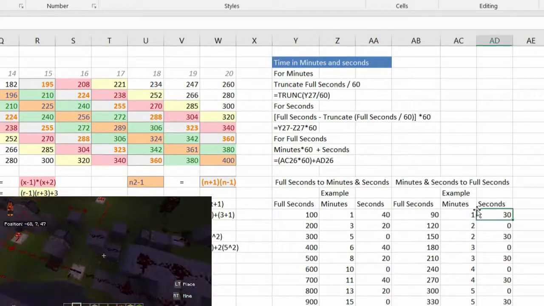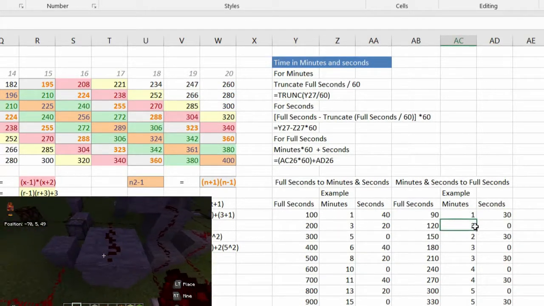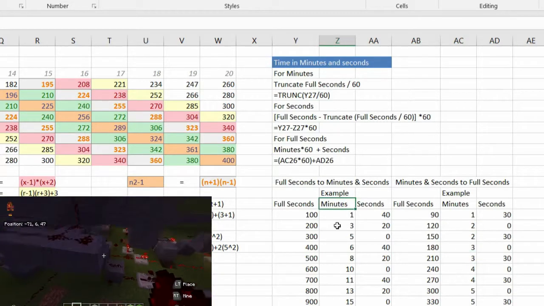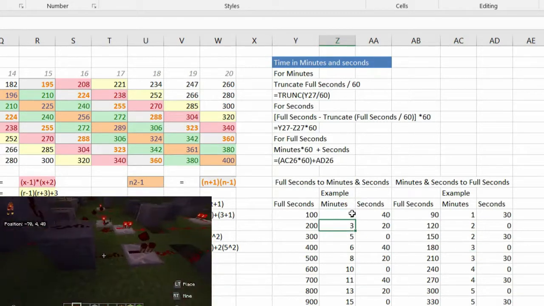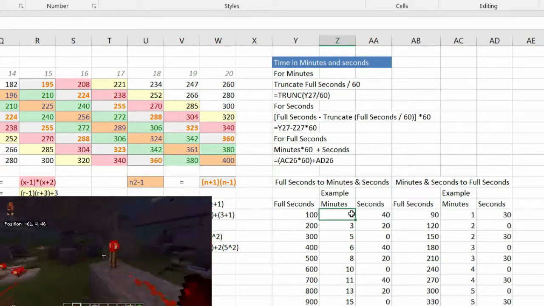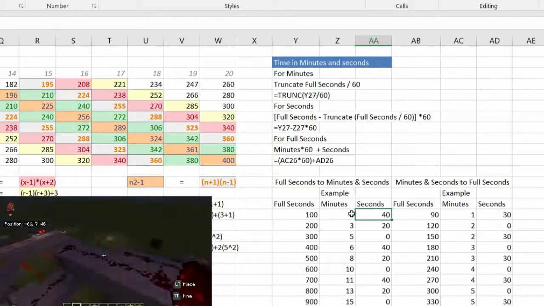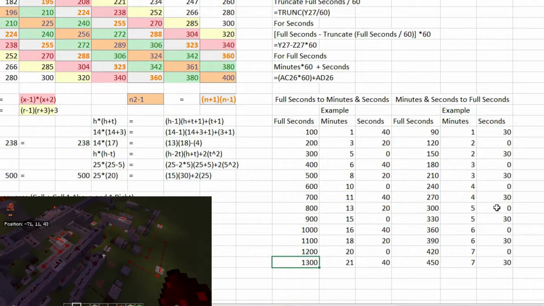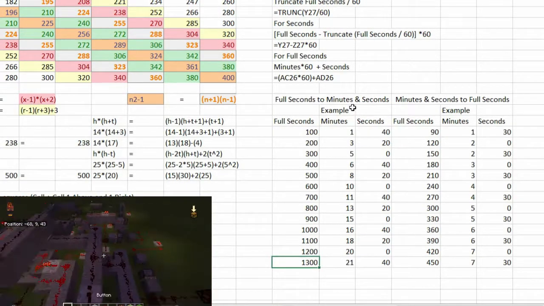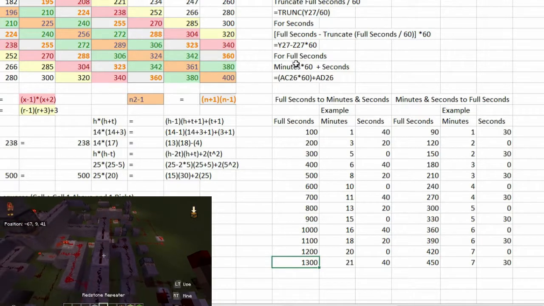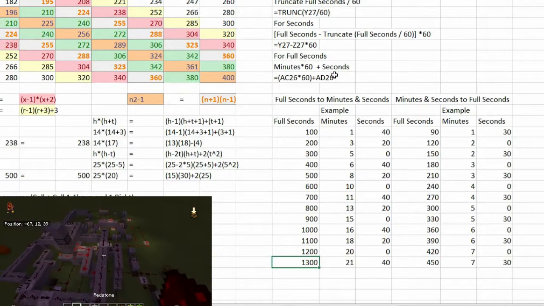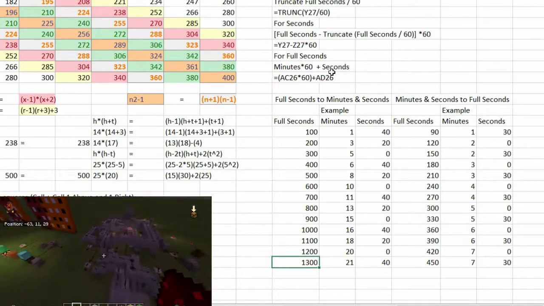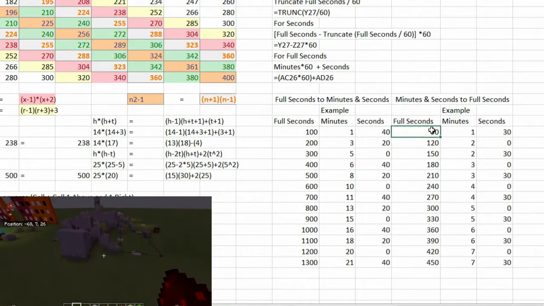As you can see here, it fully worked for these equations, which, oh, that's the wrong one. That's why I was like, well, that's not correct. So as you can see here, y26 does it correctly. Anyways, ignore that. And then for full seconds, it's really easy actually. For full seconds, you multiply the minutes by 60 and then add the seconds.